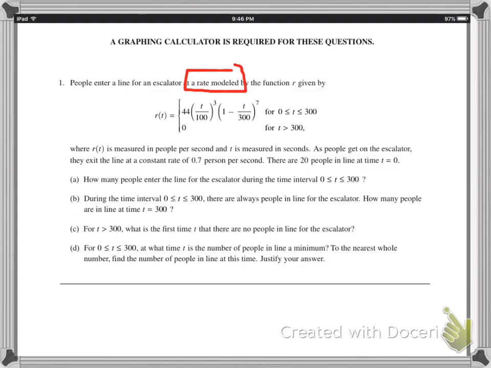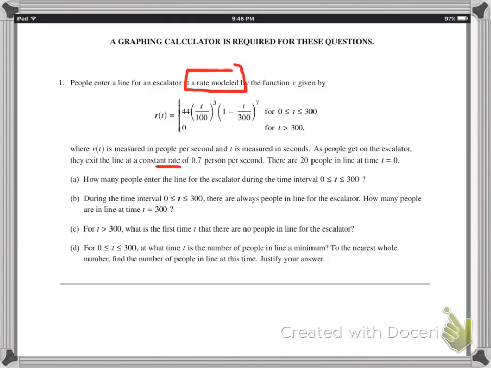It also says in this next sentence here, as people get on the escalator, they exit the line at a constant rate of 0.7 person per second. Here's another rate, okay? So they're giving us two rates. This one's a constant, so you don't necessarily need to write an integral when you get to using this value for something, because writing the integral would be essentially finding the area of a rectangle, or net signed area of a rectangle if it's below the horizontal axis.